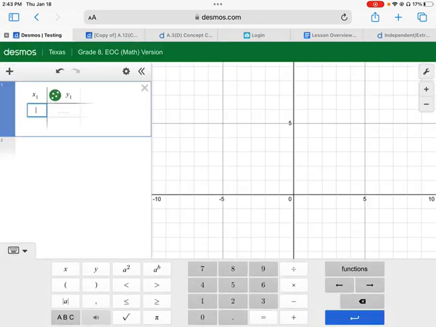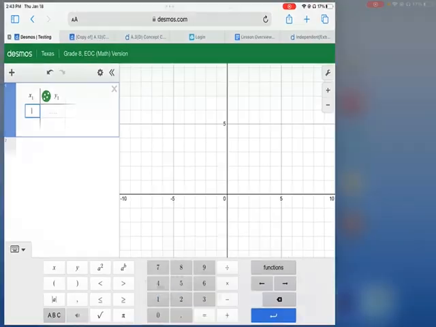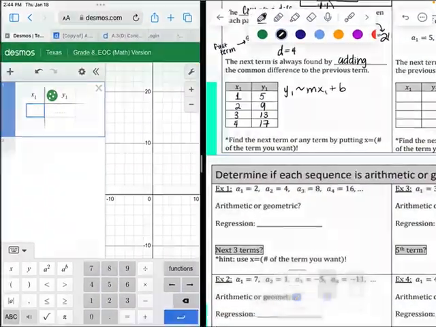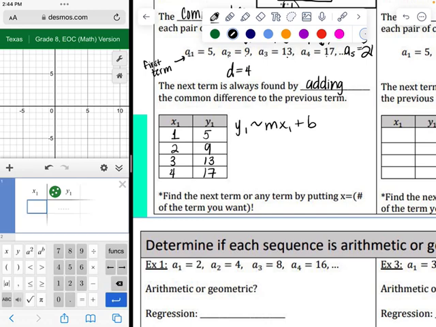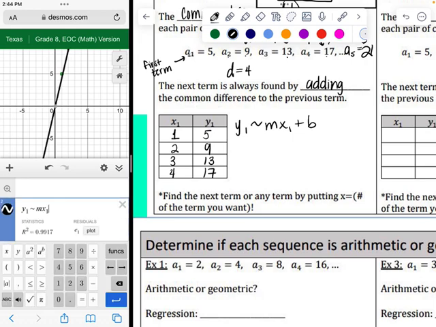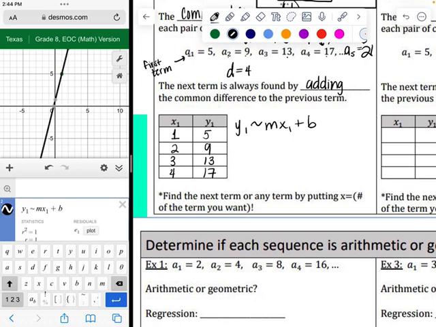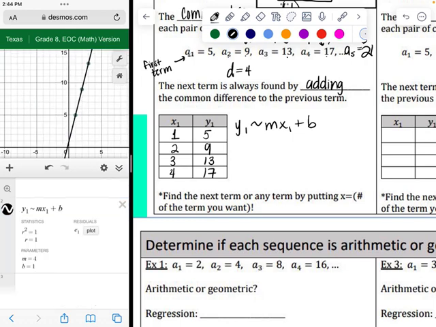So here I'm adding in my numbers that I just found. Okay. So I'm going to add in my numbers 1, 5, 2, 9, 3, 13, and 4, 17. And then I'm going to do my linear regression. y1 squiggly, and x1 plus b. So now I've got all those dots connected by a line.